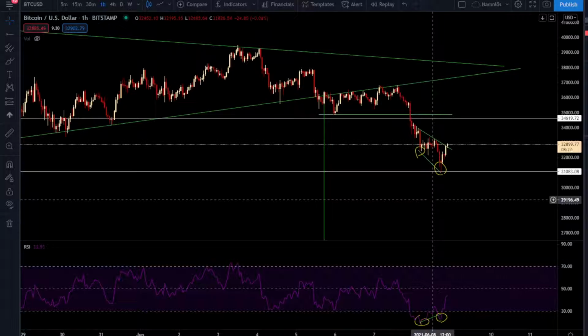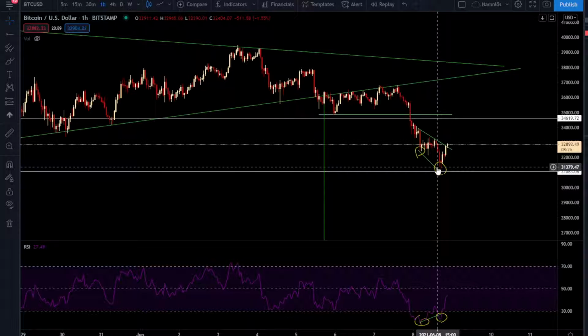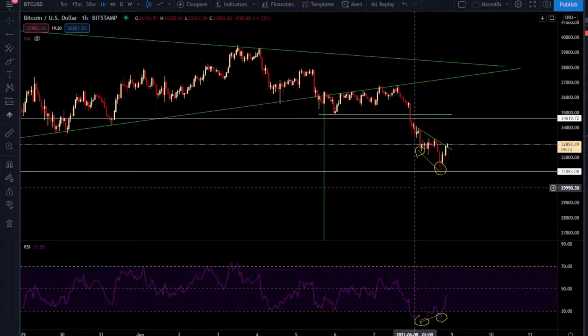My trade is still open. I don't see any clear signals to worry. So I think if you have a short position open, you can just feel good still.